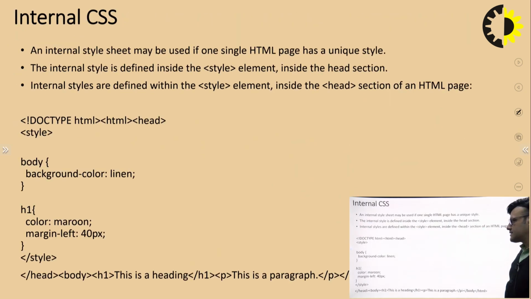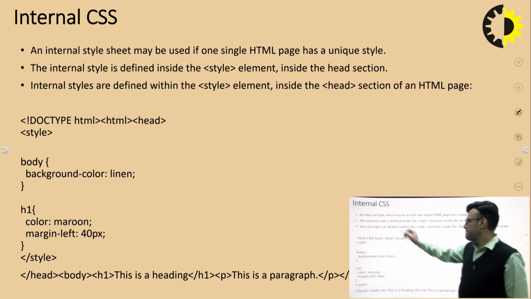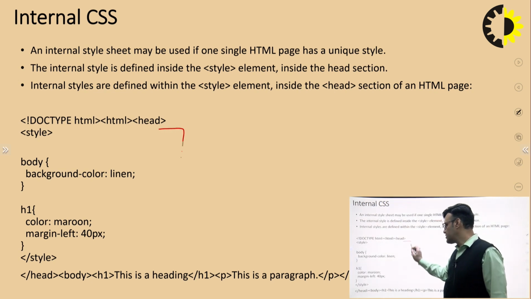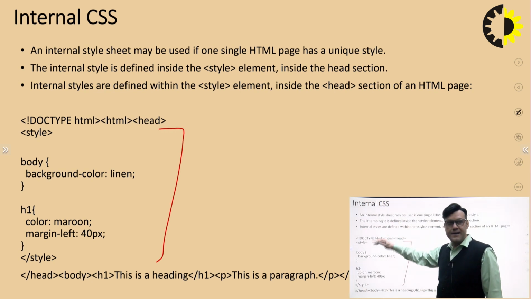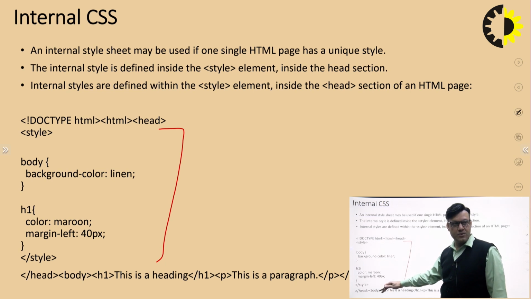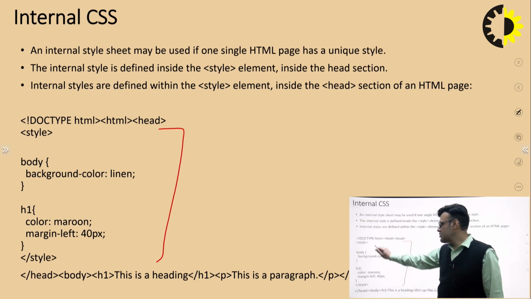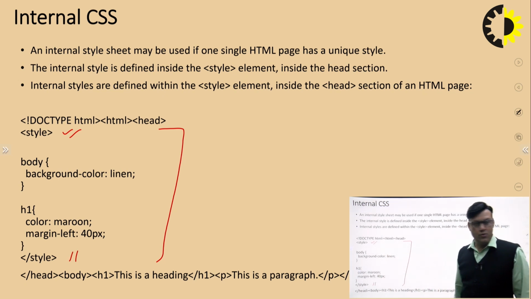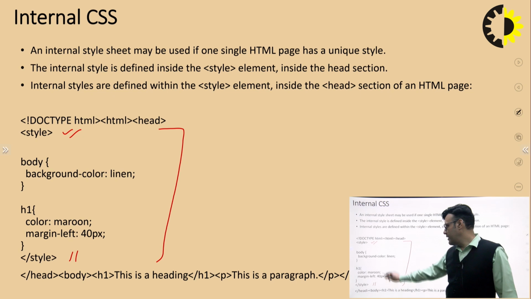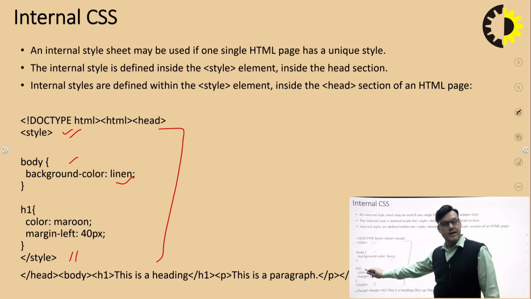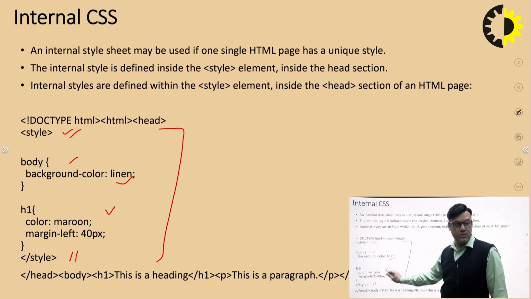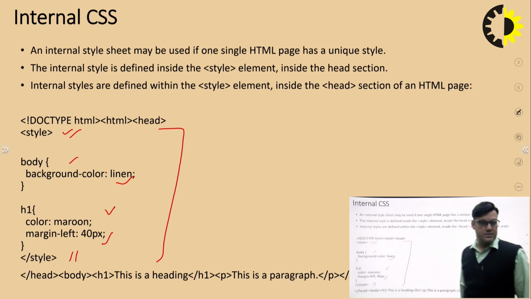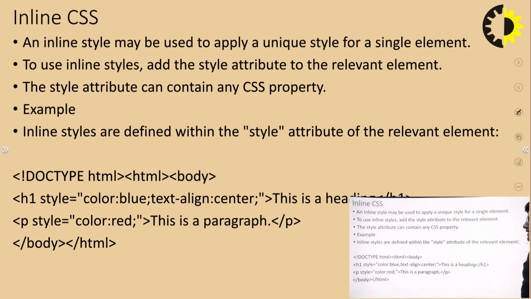Now internal CSS. In this internal CSS we have already shown the example. While writing that HTML code, within that HTML code I have inserted the CSS using this style tag. See, in the head, the body background color will be linen, and the H1 heading color is maroon, and its margin left is 40 pixels.